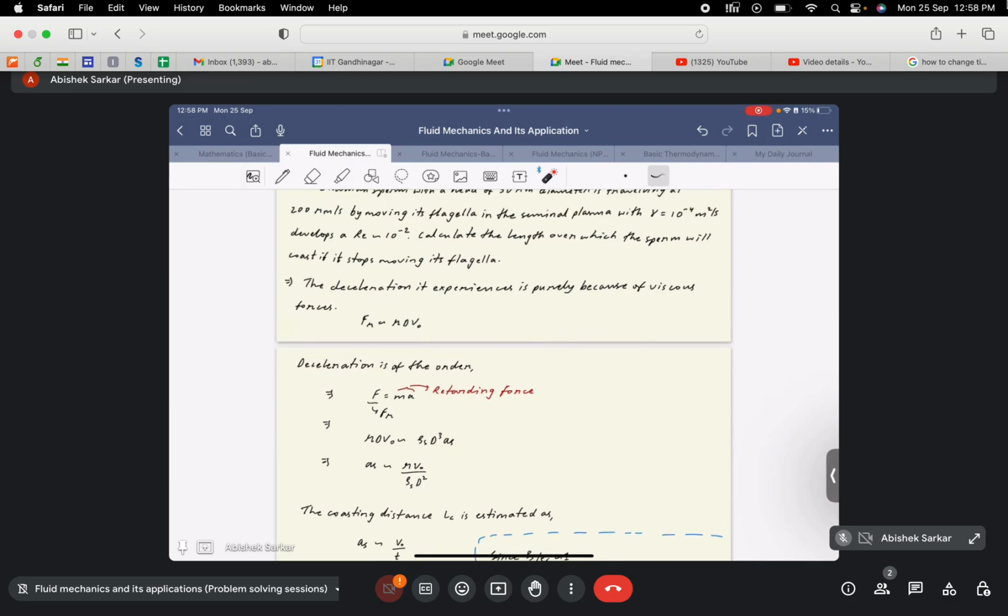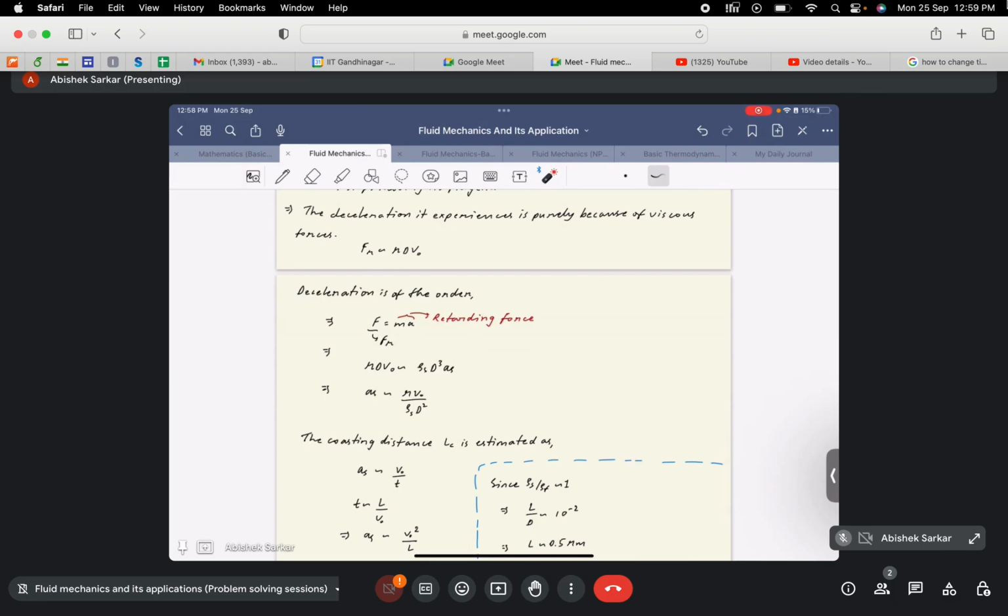if we take F equal to ma, which represents the retarding force, ma could be scaled as rho s d cube a s, where rho s is the density of the sperm and d cube is the volume. We scale the volume of the sperm as d cube. It's just scaling; we don't need the exact formula for the volume of the sperm, we just want to know how the volume of the sperm scales. So that's what we need.